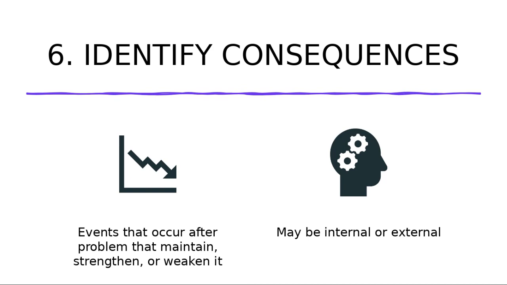Then you want to look at the consequences of behavior. What happens after the problem behavior that can serve to maintain the behavior, strengthen it, or weaken it? And these consequences can also be internal or external. So an example of an internal consequence would be when I overeat, I feel guilty or I feel a sense of shame. External could be my partner becomes upset at me. So it can come from within or can come from outside of the client.